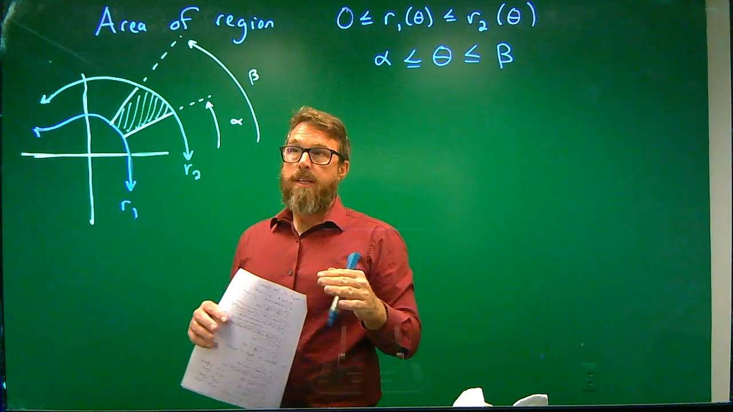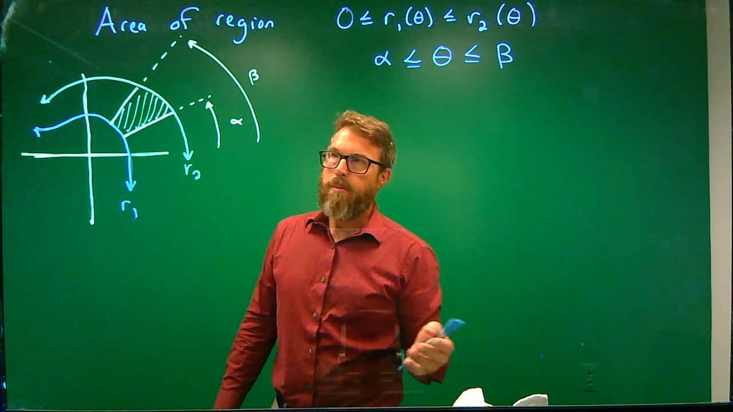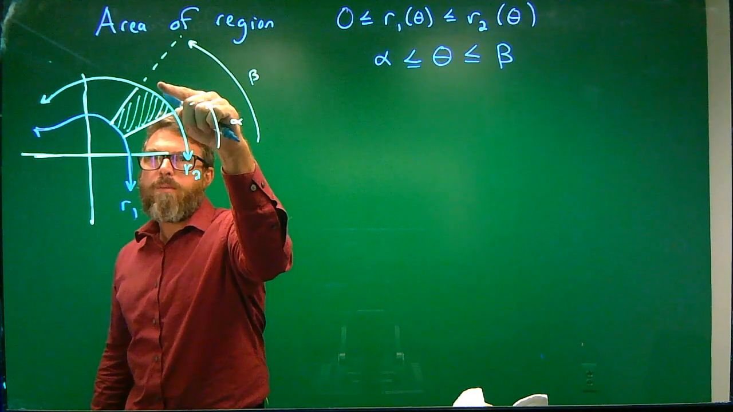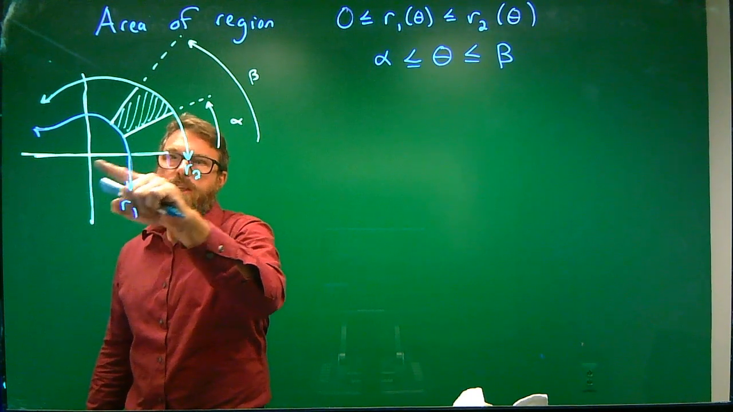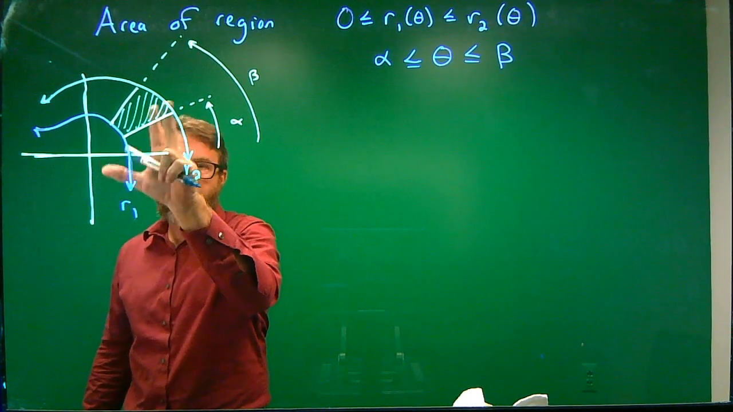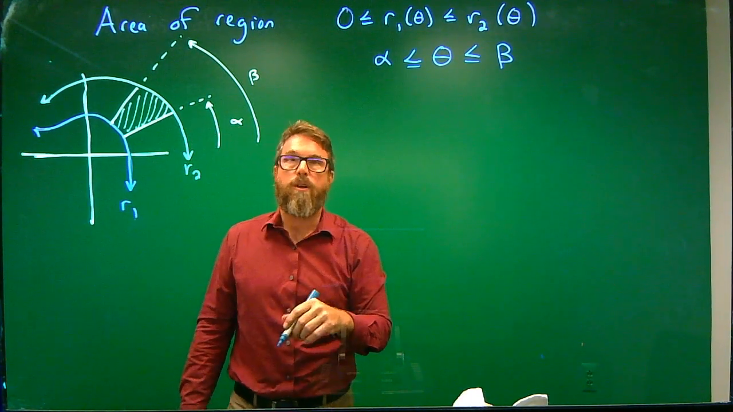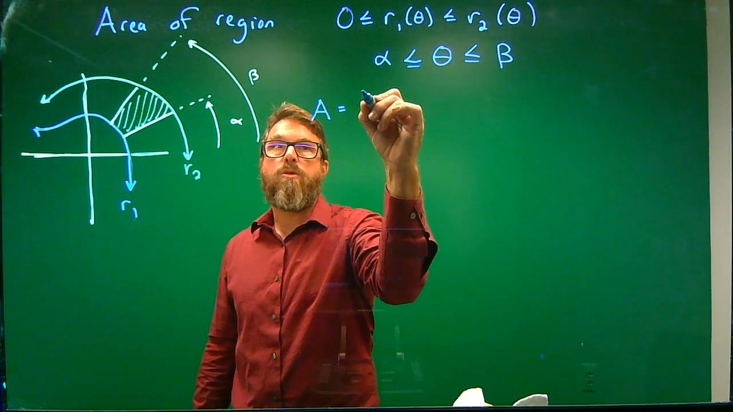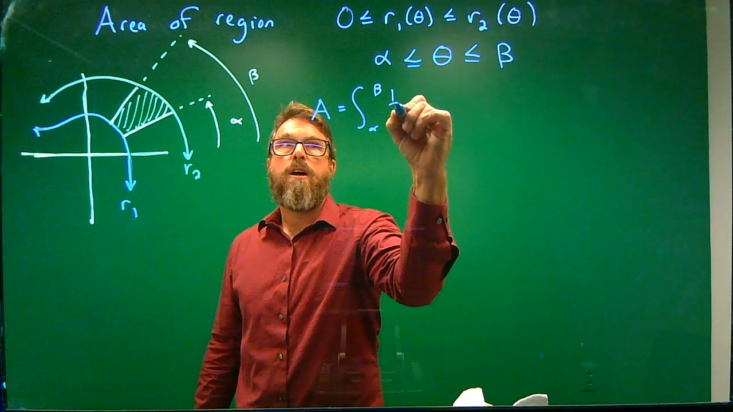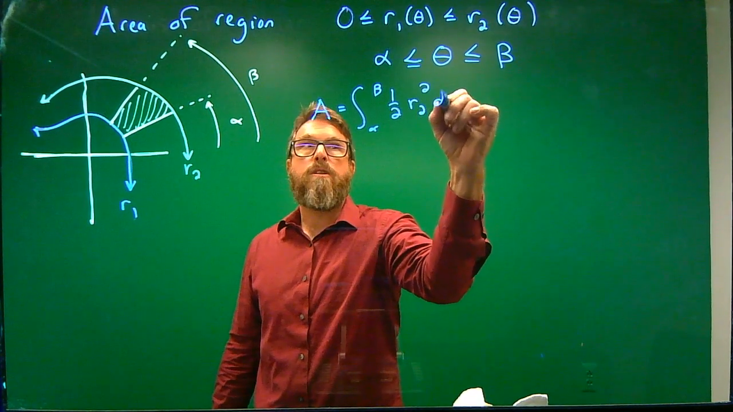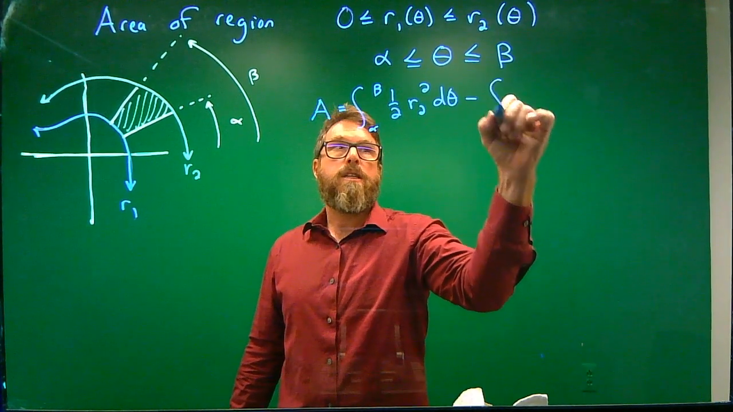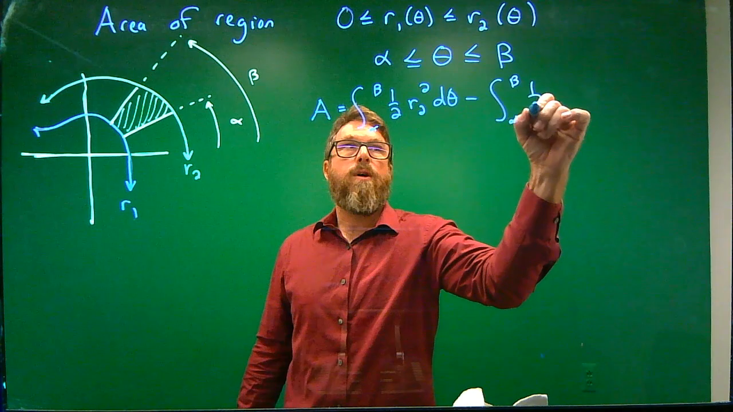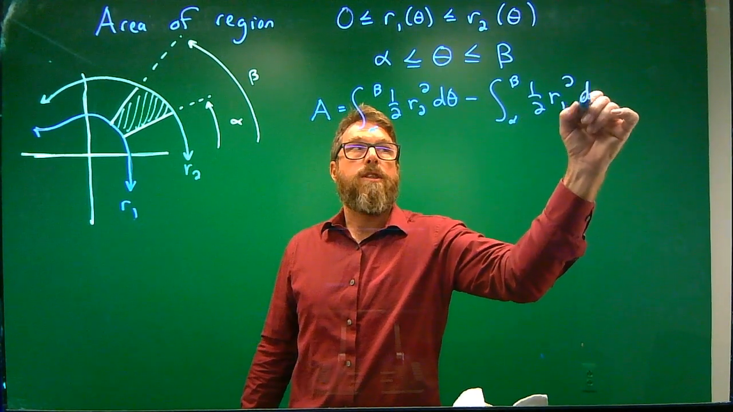So what we can see is this is really just kind of an expansion of what we did before. If I can find the area from R2 to the origin, I can also find the area from R1 to the origin. So it's really just going to be the subtraction of those 2 radial areas. So this bounded area is going to be equal to the integral from alpha to beta of 1/2 R2 squared d theta minus the integral from alpha to beta of 1/2 R1 squared d theta.